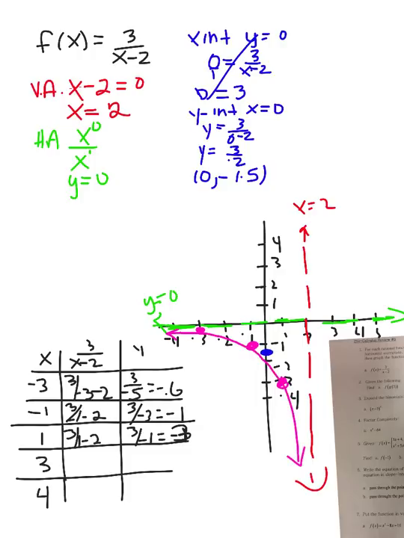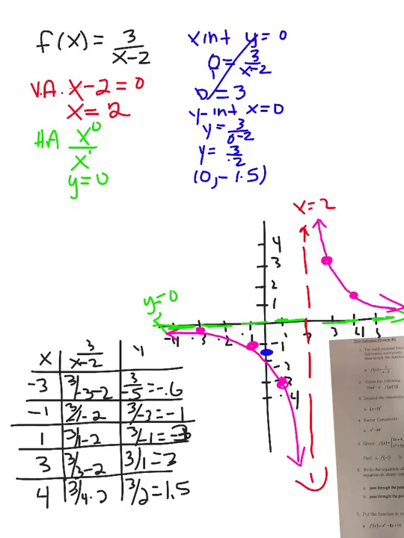Okay, so now let's start with 3. So I have 3 over 3 minus 2. So that's 3 over 1, which is just 3. So I have 3, 3. All right, let's try 4. So I have 3 over 4 minus 2. So that's 3 over 2, which is 1.5. So we have 4 and 1.5. So that means this graph is going to go like this.